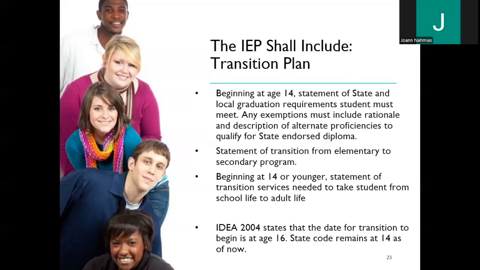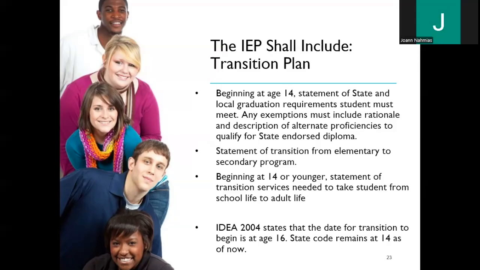The IEP must include a statement of transition from elementary to secondary programs. This is when the students are moving from middle school or an elementary program to their high school secondary program. The IEP should describe how this transition will be supported academically, socially, and in terms of services.